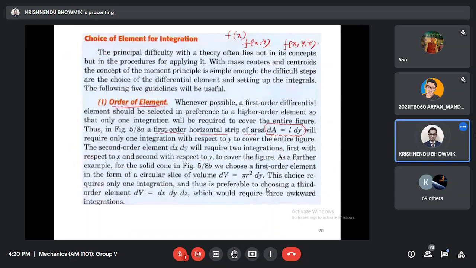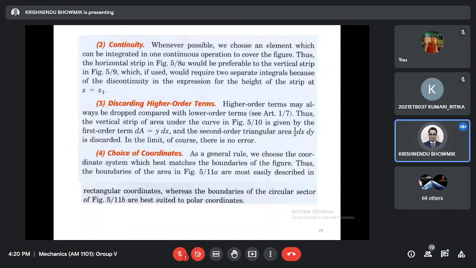That's why we said the order of the element is important. Then continuity: it should be continuous. If there are discontinuities, you have to be very careful. So we are trying to discard the higher order terms. We have simplified here, and we are not considering this approach. So I have told you Cartesian coordinates, the one I mentioned most, and last I told you polar coordinates.